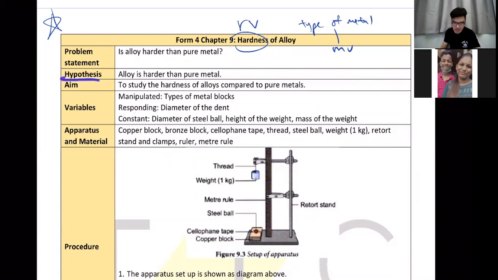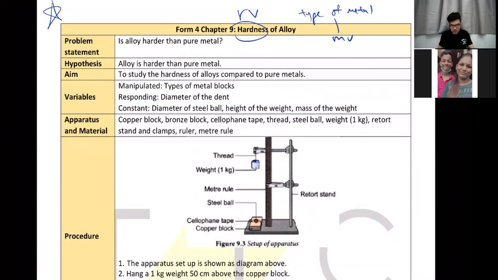So hypothesis: alloy is harder than pure metal. They are guessing because here there's only two, either alloy or pure metal. You cannot say the more alloy the metal is, the harder it is, because alloy is either a yes or no. All right, so next, aim. What's your aim? To study the hardness of alloy compared to pure metal, or you can say to study the relationship between alloy or pure metal and the hardness of it. Or you can say to study the relationship between type of metal and hardness. So boring, isn't it? Because it's the same thing over and over.